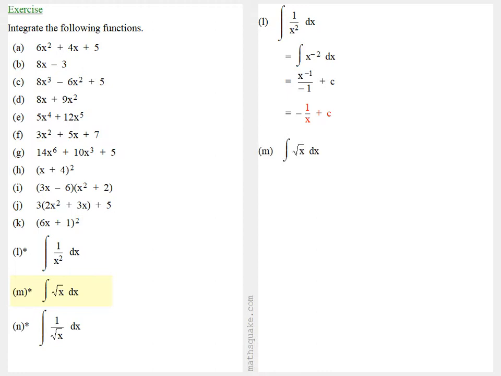In part M, we want the integral of the square root of x dx. Now the square root of x is x to the power a half. So we want the integral of x to the half dx. Now when we add 1 to a half, we get 3 over 2. So the integral is x to the power 3 over 2 all divided by 3 over 2 plus c, which is 2/3 x to the power 3 over 2. But x to the power 3 over 2 is x root x. So our final answer is 2/3 x root x plus c. Or it's equal to 2/3 the square root of x cubed plus c.